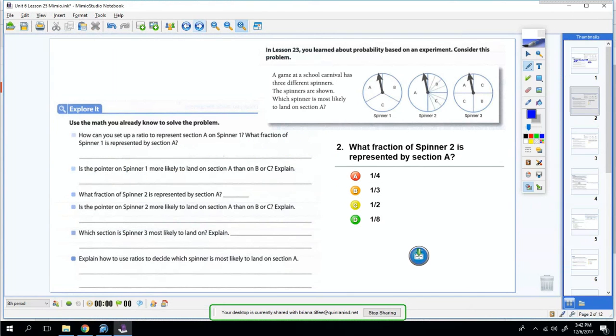All right. Next one. What fraction of spinner 2 is represented by section A? Well, A is half of it. So it would represent 1/2. This would be 1/2.